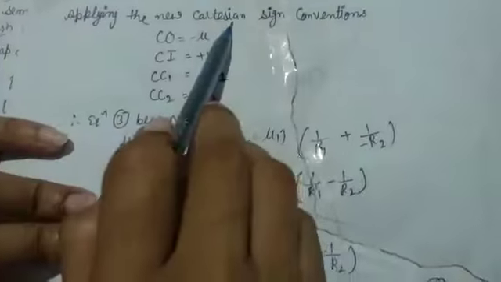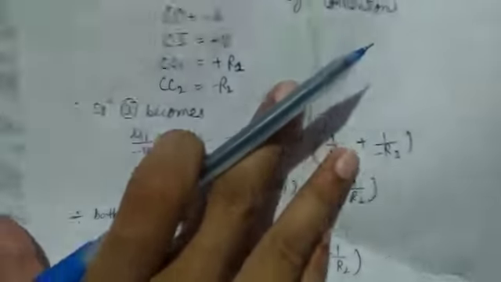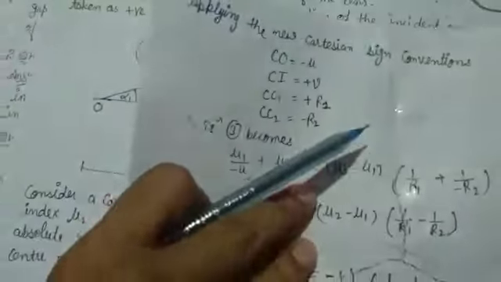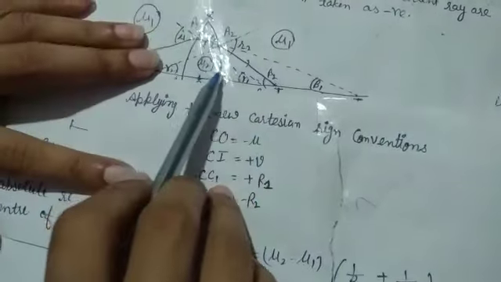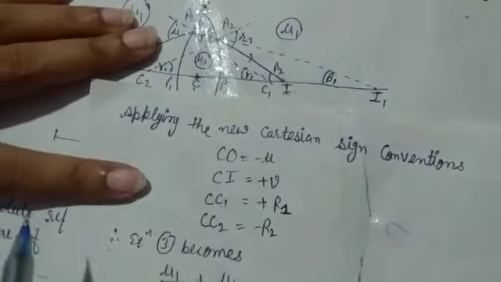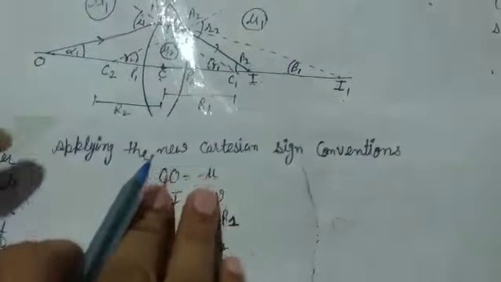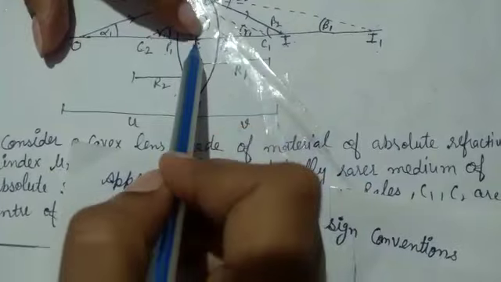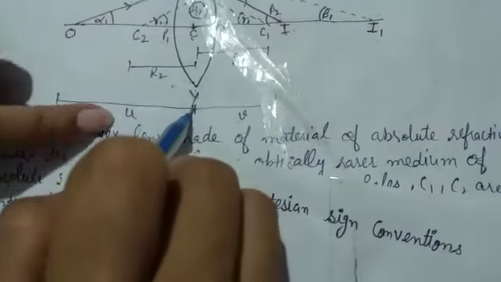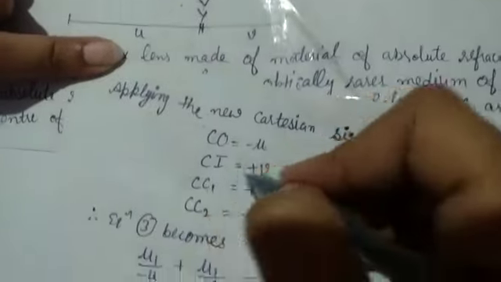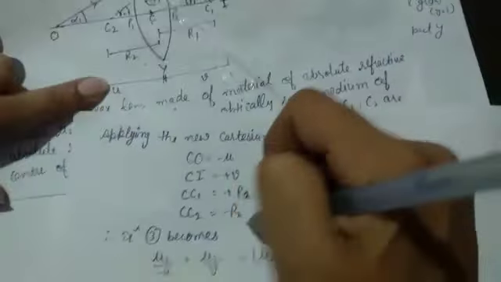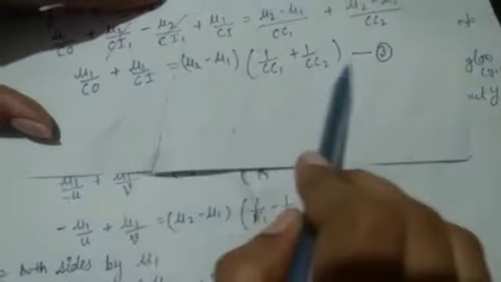Next, applying the new Cartesian sign conventions. According to the sign conventions, distances in the direction of the incident light are taken as positive, and in the opposite direction as negative. So CO equals minus O, because CO has a direction opposite to the incident ray, so that's why U is taken as negative and V is taken as positive. Similarly, R1 is taken as positive and R2 as negative. So these values are put in the third equation.